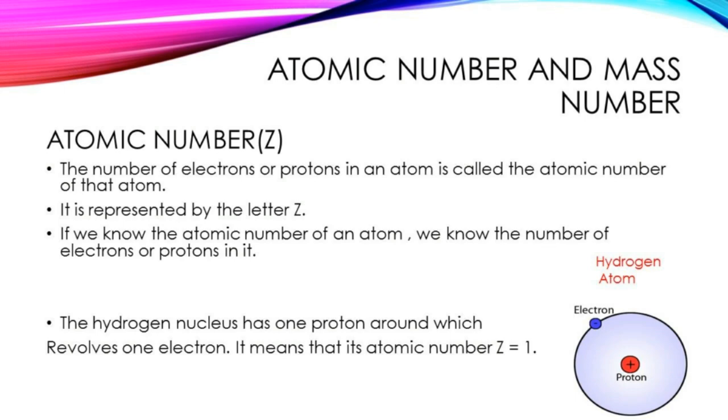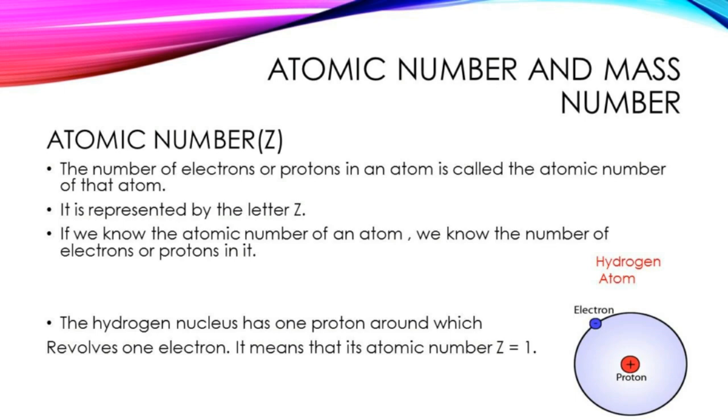For example, if the nucleus has only one proton, then all such atoms are called hydrogen atoms. If there are 8 protons, then that atom is oxygen. If there are 6 protons, then that atom is carbon. If there are 3 protons, then the atom is lithium. So what is atomic number? The number of electrons or protons of an atom is called the atomic number of that atom.